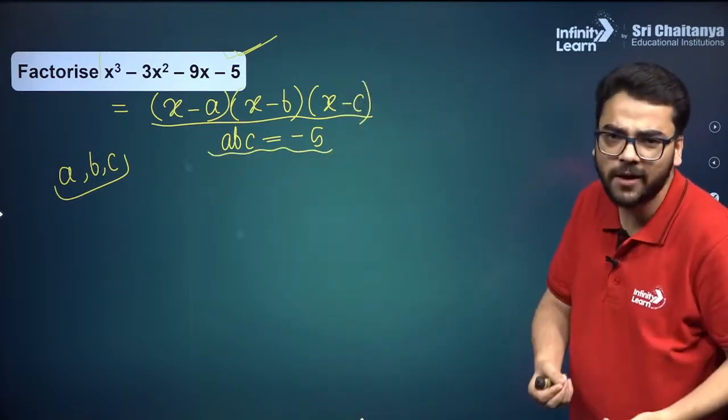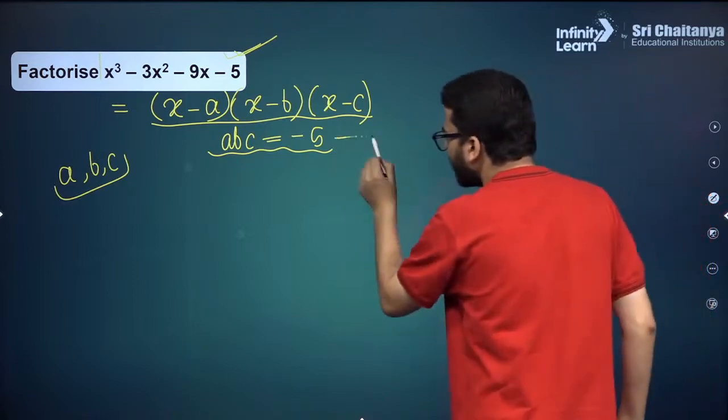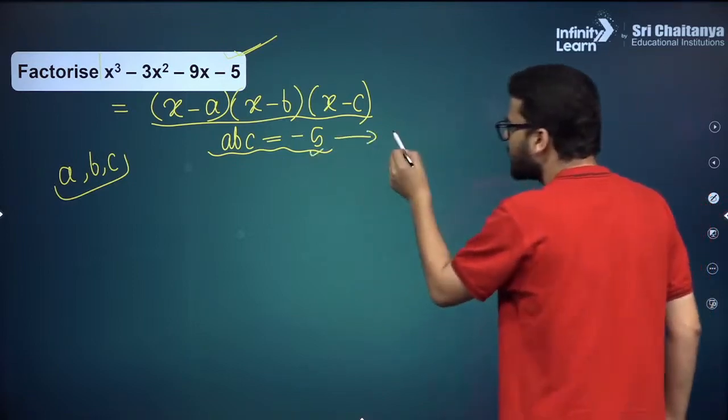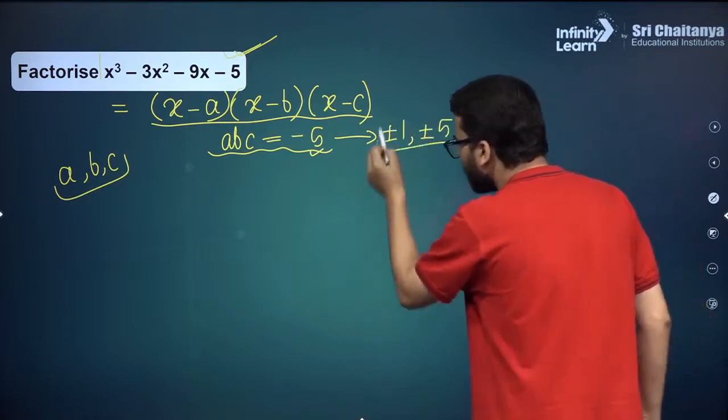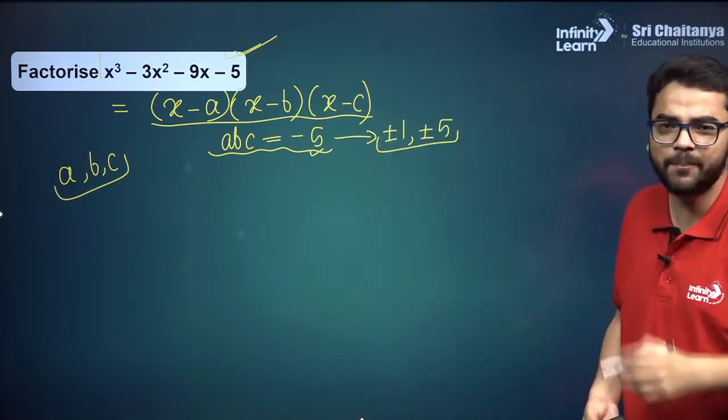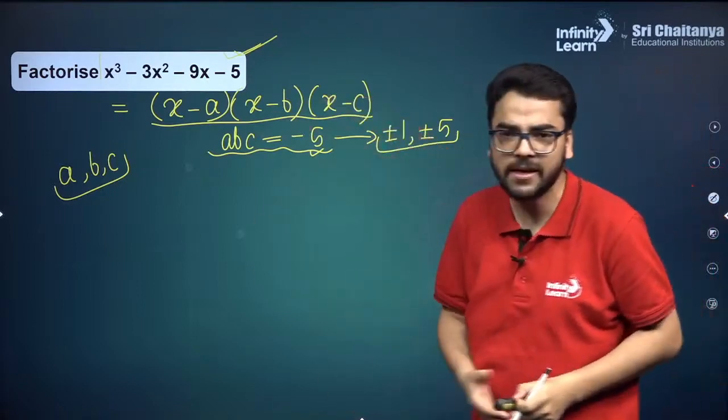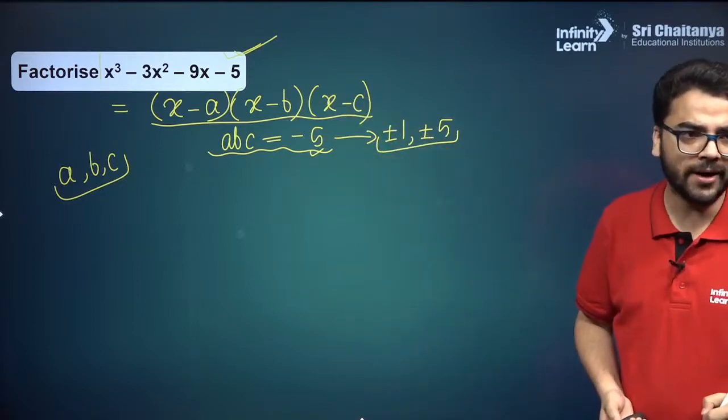So what are the possible values of a, b and c? Those will be the factors of minus 5, you can say. So plus minus 1 and plus minus 5. Is there any other possibility for the zeros a, b, c? I would say no. Not getting, Ajit?